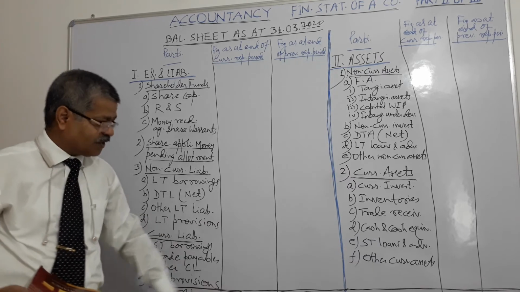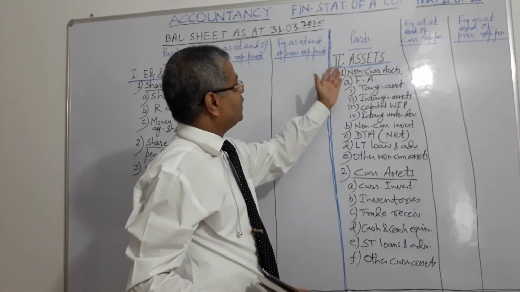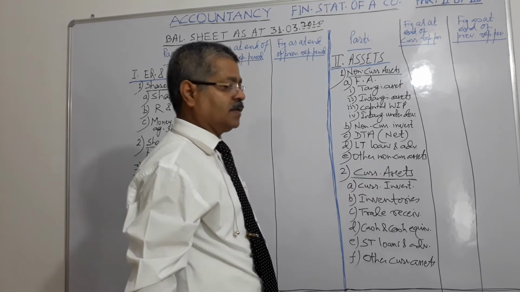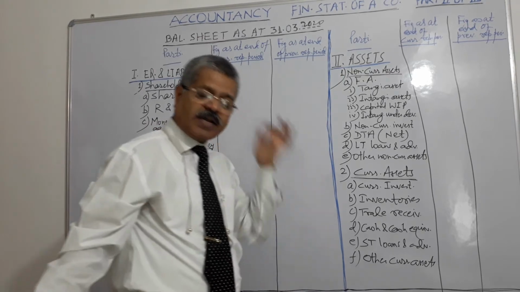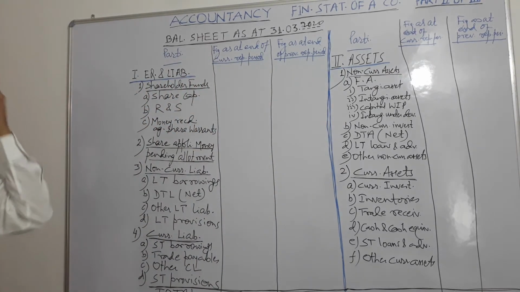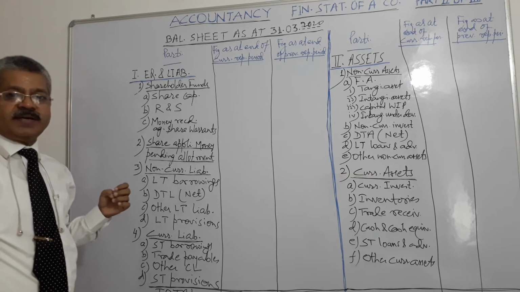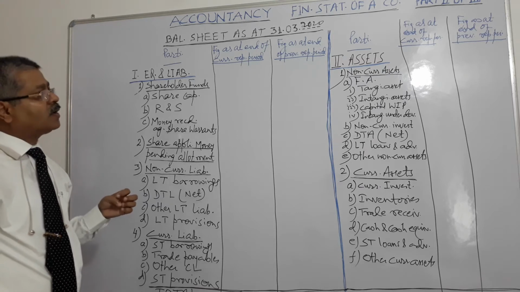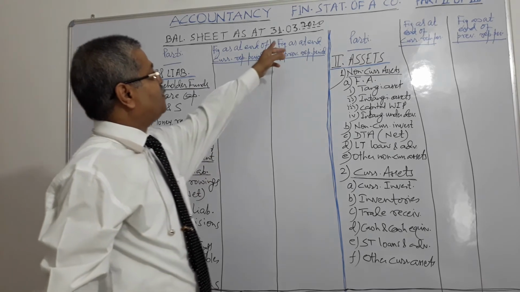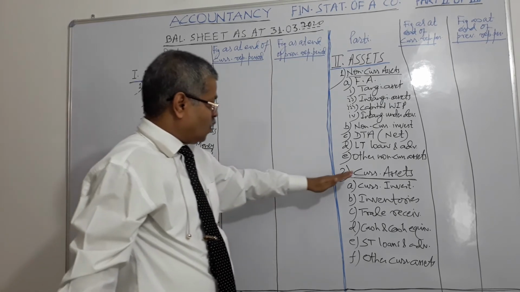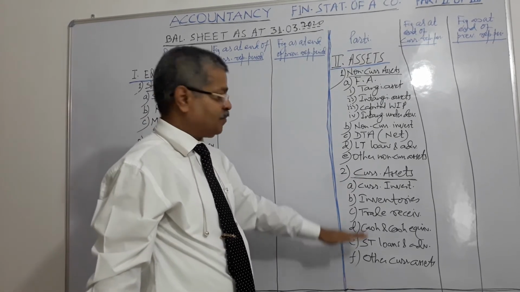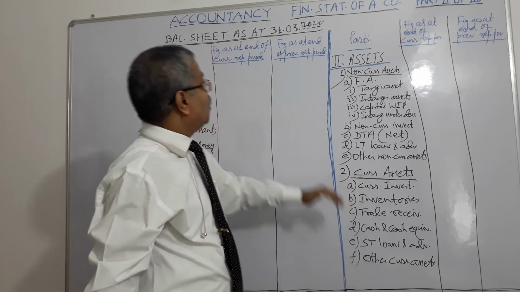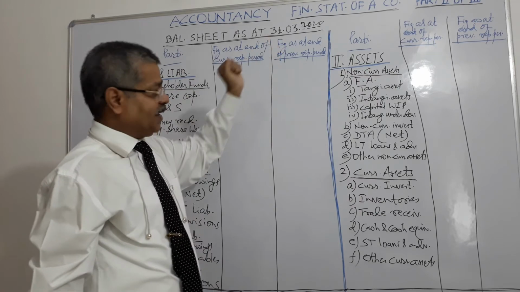And then we get to the total here. Now we come to the asset side. Two major heads, non-current assets and current assets. Under non-current assets, what are non-current assets? All those assets which cannot be converted into cash within the operating cycle or within the next 12 months from the balance sheet date. Current assets, all those assets which can be converted into cash within the operating cycle or within 12 months from the balance sheet date.